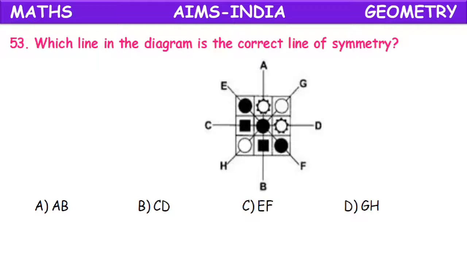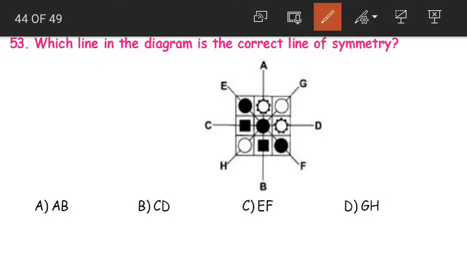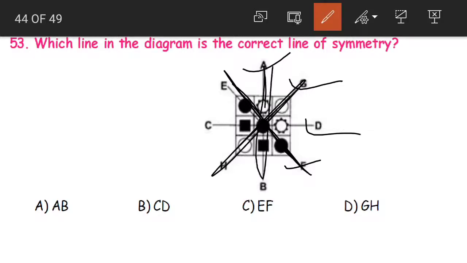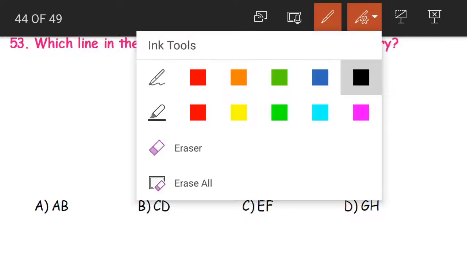Question 53. Which line in the diagram is the correct line of symmetry? So we are already given how many lines? 1, 2 and 3 lines. Are these 3? 1, 2, 3, 4 lines. Yes, we are having 4 lines. See, this is line 1, line 2, line 3 and line 4. Now from these 4 we need to find out which is the correct line of symmetry.